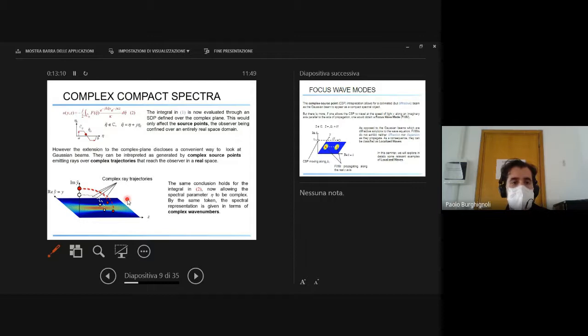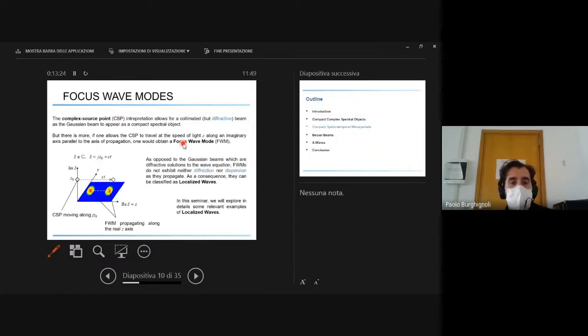So basically, this last example is the analytic continuation of what we have seen in the previous slide in the real case. One interesting application of these methods and of this spatial spectral representation with complex source points is given by a particular wave packet that is known as focus wave modes.